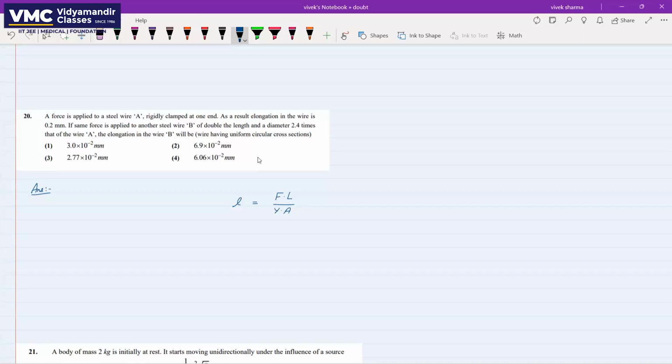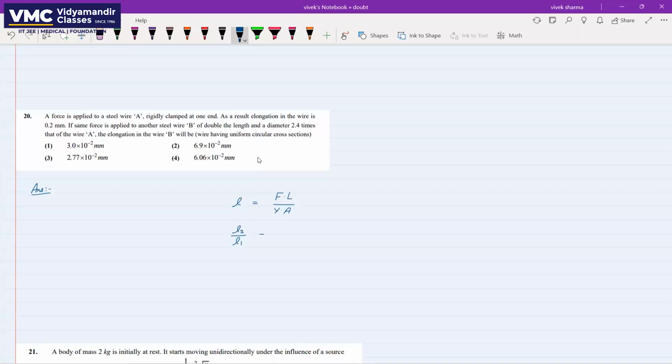The same force is applied on another steel wire B. Same second wire भी steel wire है, दोनों के लिए Young's modulus same होगा. And it is saying same force is applied. F is also same. F and Y both are constant. And तेरा elongation wire B में कितना होगा? Say wire B में L2 ले लेता हूँ.